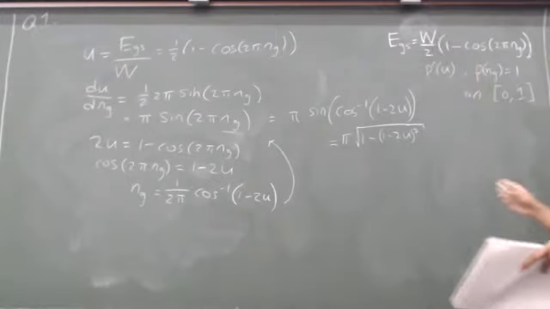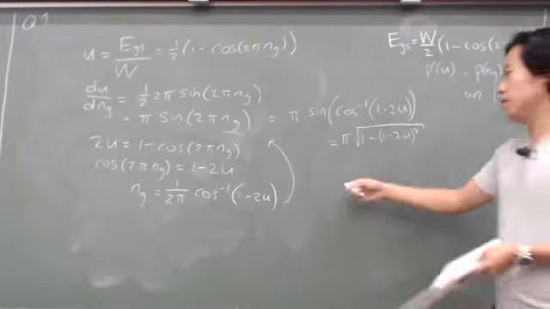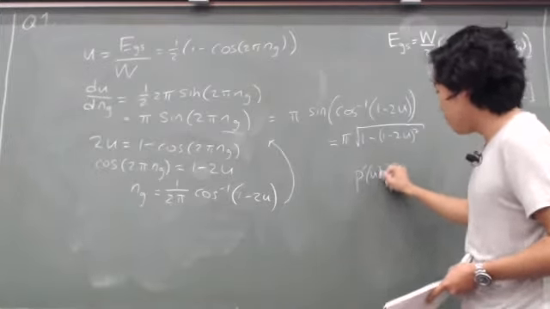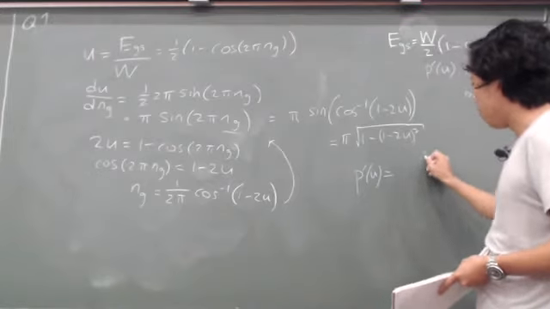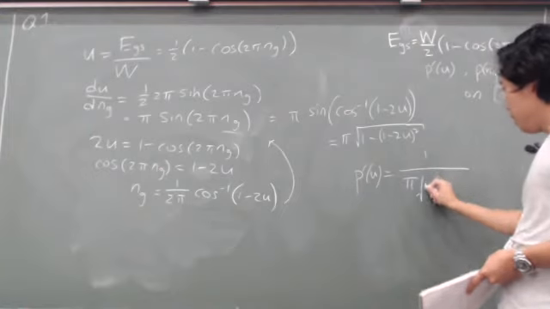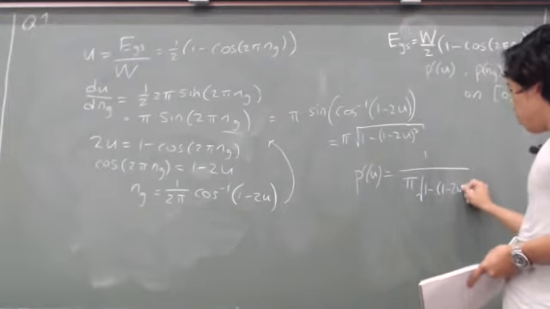Okay, so now that we've got the Jacobian, we can just take it to the relationship. So P prime of U is just 1 divided by the Jacobian, so 1 divided by pi times the square root of 1 minus 2u squared.